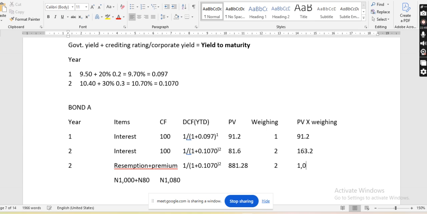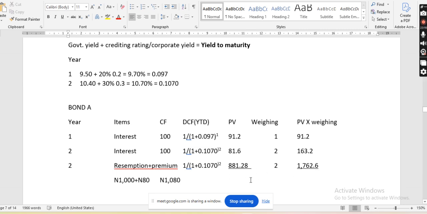1762.56. We are using one decimal. So 1762.6. One decimal. Okay. So please add the PV together and the PV times the weighting together so that we can calculate.